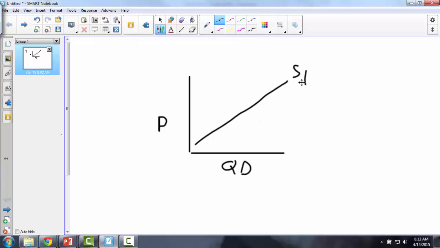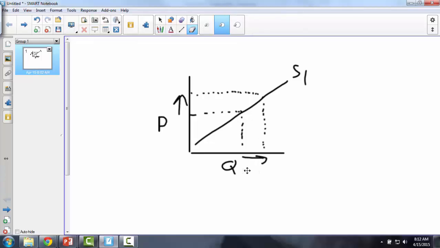We'll label this supply 1. The law of supply applies here. We have this price and this quantity demanded. If the price goes up, you and I, affected by the profit incentive, we want to produce more of it. The price went up and the quantity supplied went up as well. Ooh, look at me, I made an error. That should say quantity supplied. Alrighty.